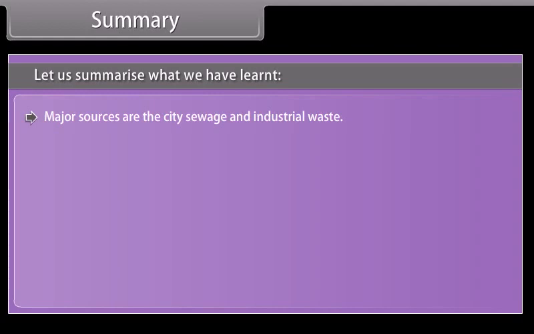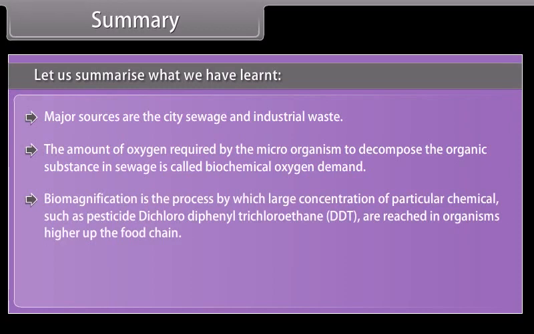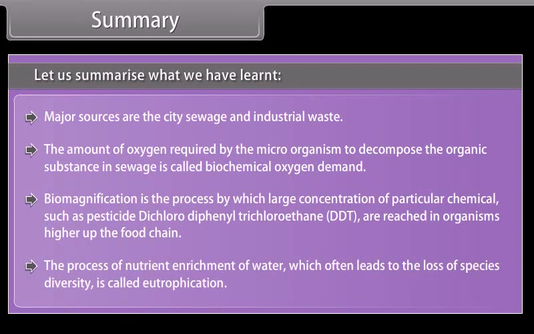Major sources are the city sewage and industrial waste. The amount of oxygen required by the microorganisms to decompose the organic substance in sewage is called biochemical oxygen demand. Biomagnification is the process by which large concentrations of a particular chemical, such as the pesticide dichloro-diphenyl-trichloroethane (DDT), are reached in organisms higher up the food chain. The process of nutrient enrichment of water, which often leads to the loss of species diversity, is called eutrophication.